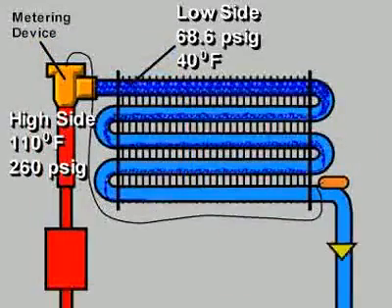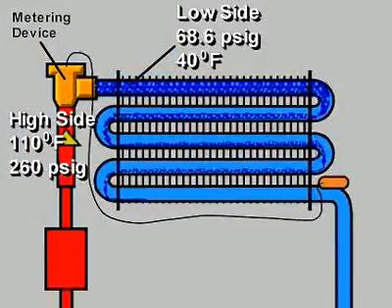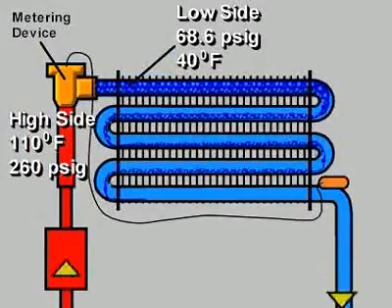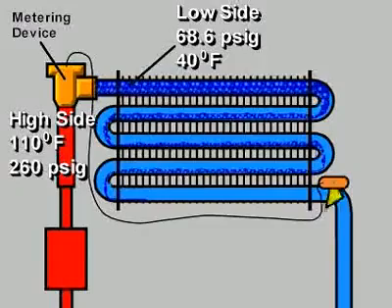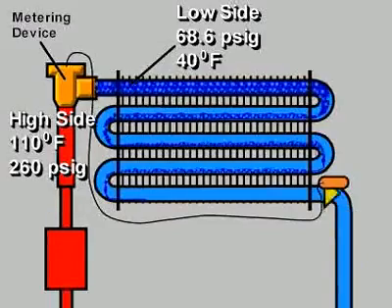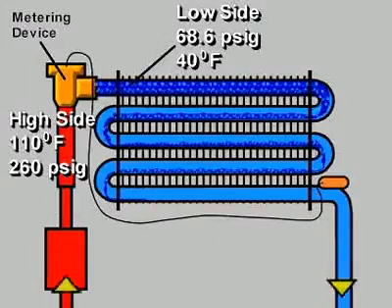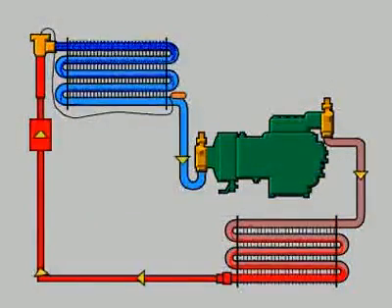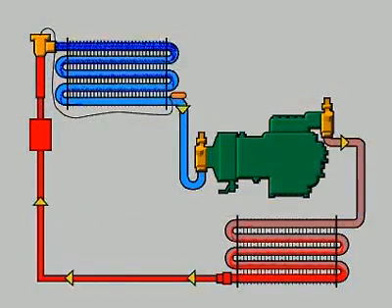In our cooling example, liquid refrigerant enters the metering device from the high side at 110 degrees and 260 psig. This device restricts the flow of refrigerant, dropping its pressure to 68.6 psig, flashing some of the liquid refrigerant to a vapor, and reducing its temperature to 40 degrees. The 40-degree liquid and vapor mixture then flows into the evaporator, where the cooling cycle can begin again. This is the positive displacement vapor compression refrigeration cooling cycle.